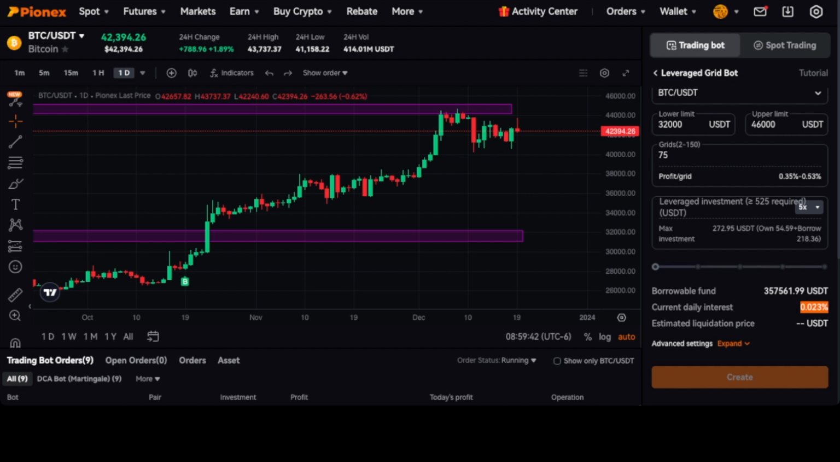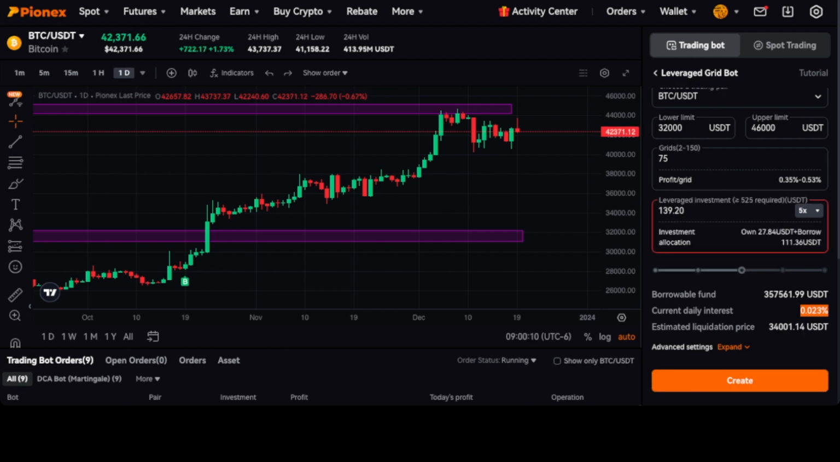So let's say I do this, okay? Let's say I end up putting in 50%. Now up here it's going to say how much I need. I need more than 525 USDT. I only put, let's see, maybe I could put more in. All right, so I have 272 that I could put in. So that's the total. I need 500. Down here, it breaks down what you need and how this number works for you.